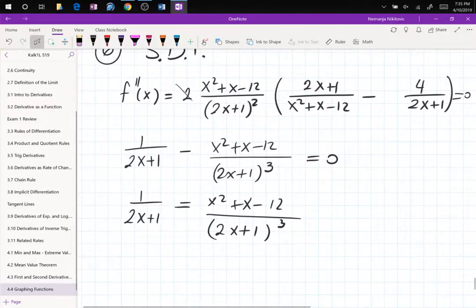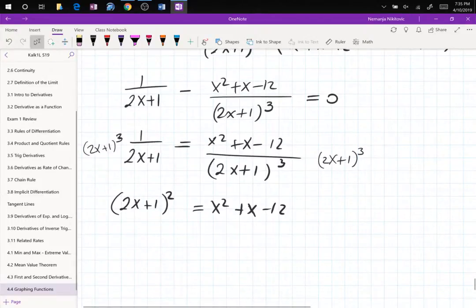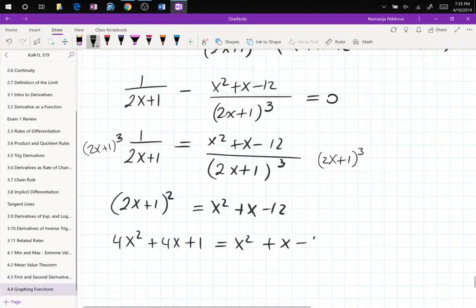If you multiply both sides by the cube, this side by 2x plus 1 cubed and this side by 2x plus 1 cubed, one will cancel, so you will have 2x plus 1 squared equal to x squared plus x minus 12. This is 4x squared plus 4x plus 1 equals x squared plus x minus 12. Put everything on a pile: 3x squared plus 3x plus 13.